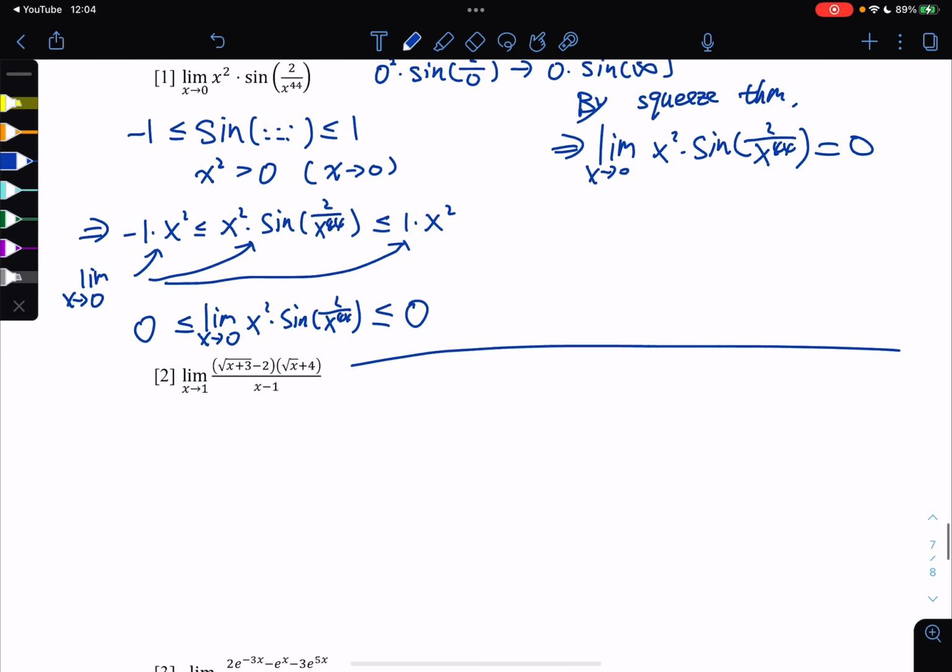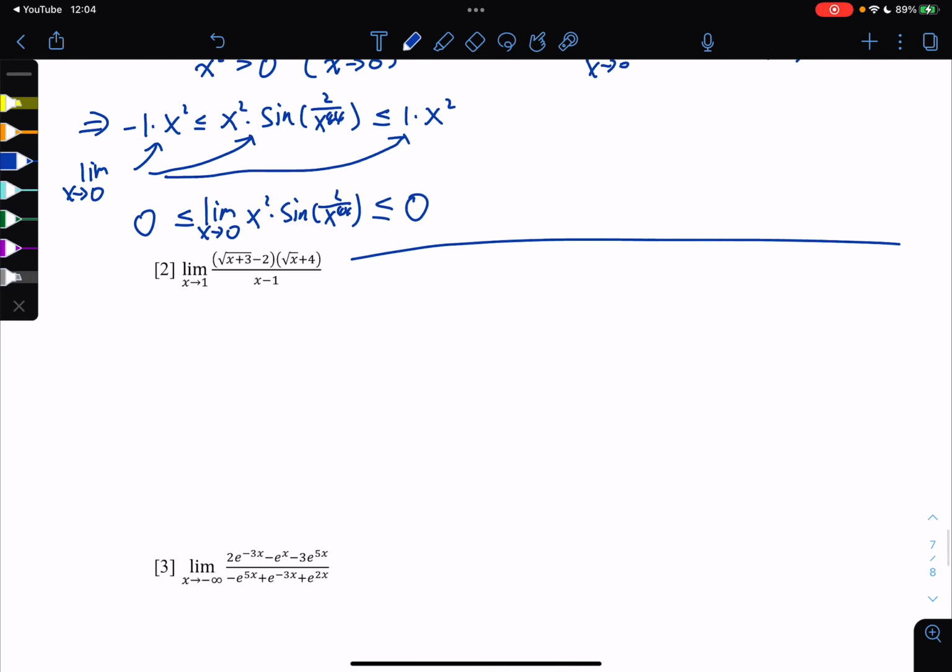And if we look at the second problem here, the intuition is substitution, so I end up with root of 4, which is 2, minus 2, which is 0. And then I have root 1 plus 4, which is 5, over 1 minus 1, which is 0. So this is a 0 over 0 type of problem.